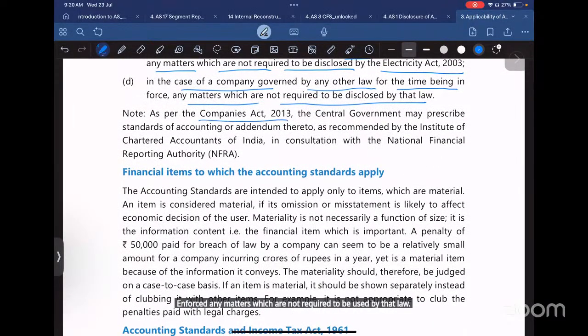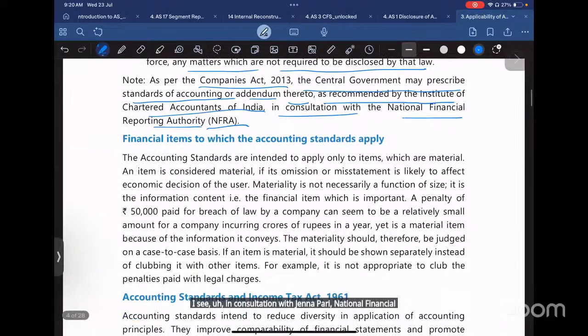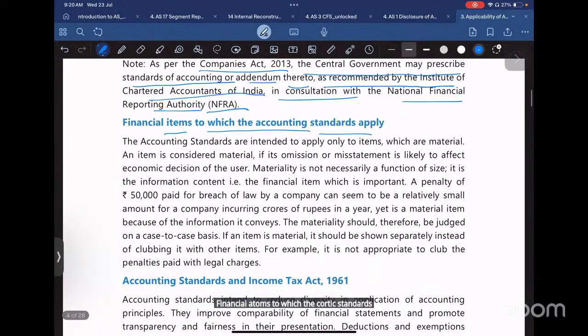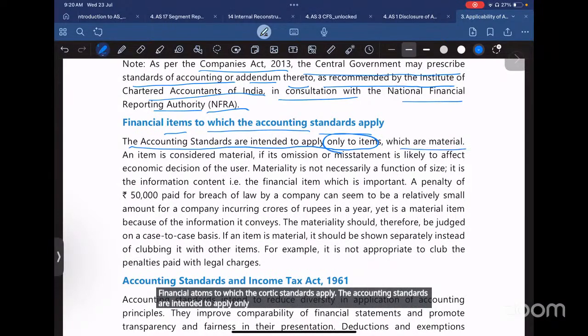As per the Companies Act 2013, the central government may prescribe standards of accounting or addendum thereto as recommended by the Institute of Chartered Accountants of India, ICAI, in consultation with NFRA, the National Financial Reporting Authority. Financial items to which the accounting standards apply: the accounting standards are intended to apply only to items which are material.